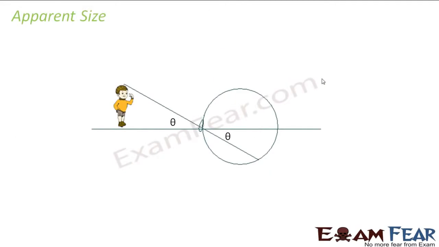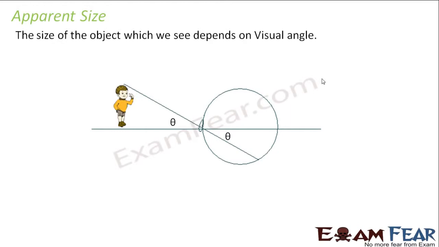Let us now talk about apparent size of an object. What do I mean by apparent size? The term is similar to what we studied in refraction, right? Apparent depth. We talked about real depth versus apparent depth. Real depth was the actual depth of an object, and apparent depth was the depth which is viewed by the observer. So what we see is apparent. Similarly here also we are talking about apparent size, that is the size of the object which we see, the size which we are seeing. It is not talking about the actual size of the object.